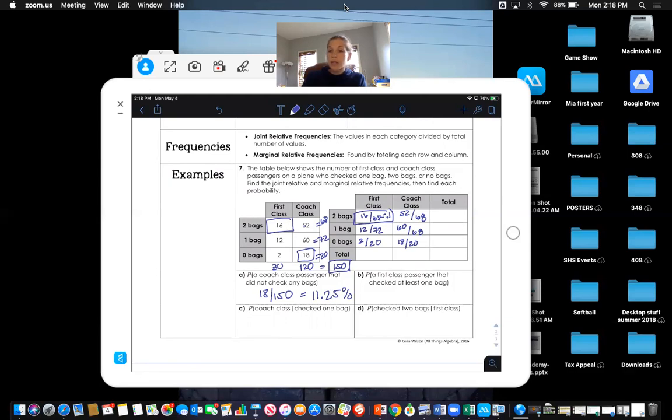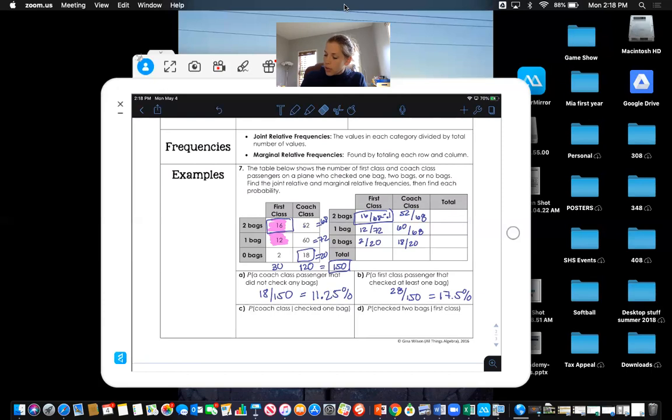So question B says a first class passenger that checked at least one bag, which means they checked 1 or 2 bags. So we're looking at first class passengers, which would be at least 1 or 2 bags, because at least 1 means 2 is acceptable. So that would be what I highlighted, which would be 28 out of the 150 people, which would end up at about 17.5%.